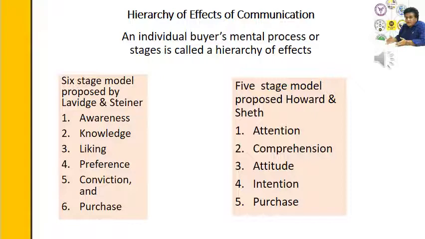Can you relate it to the AIDA model of the consumer market? It is by and large the same. Various thinkers have their own interpretation of the mental process or stages, which is called the hierarchy of effects of communication. I like this model of Lavidge and Steiner: awareness, knowledge, liking, preference, conviction, and then purchase.